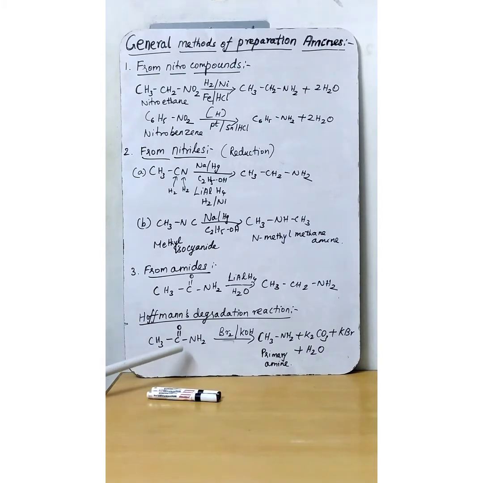So CH3CONH2, acetamide, will undergo bromination with potassium hydroxide. It will give CH3-NH2, methylamine, an example for primary amine, with the removal of K2CO3, potassium carbonate, potassium bromide and water molecule. So Hoffman's degradation reaction, otherwise Hoffman bromamide synthesis, is used for the preparation of primary amine from amides.